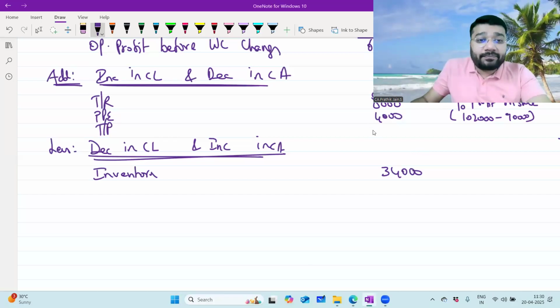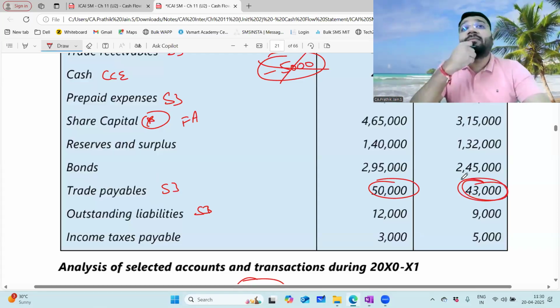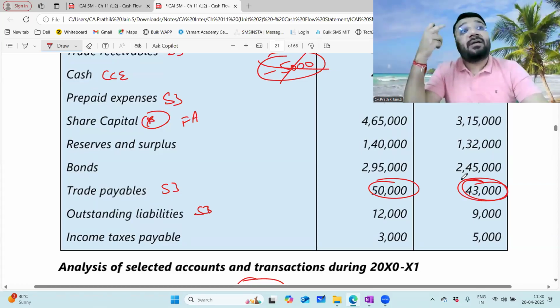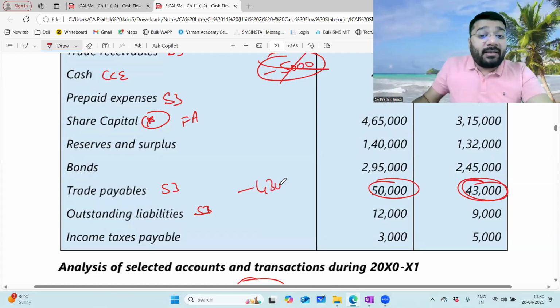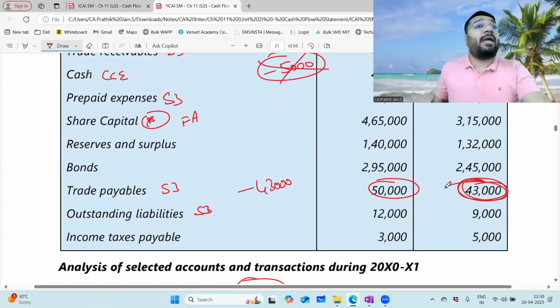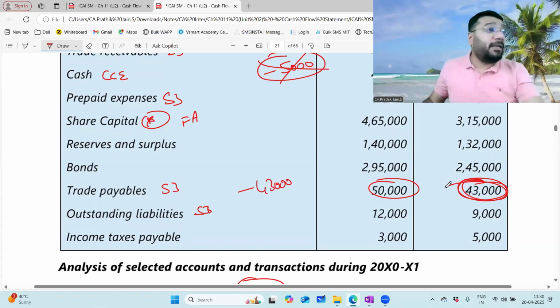How much? Only 7,000. Explanation: sir, what is 43,000 rupees? Expense of last year, credit purchase of last year. But I did not pay last year. When did I pay? In the current year. So minus 43,000, because this 43,000 that I paid was never subtracted from your 23,000. Since it is a cash outflow fresh in the current year, minus 43.